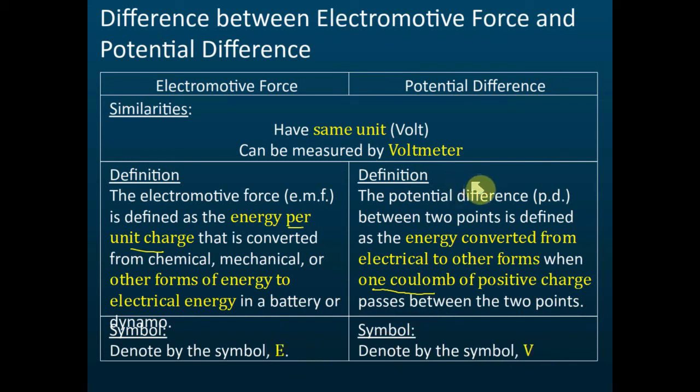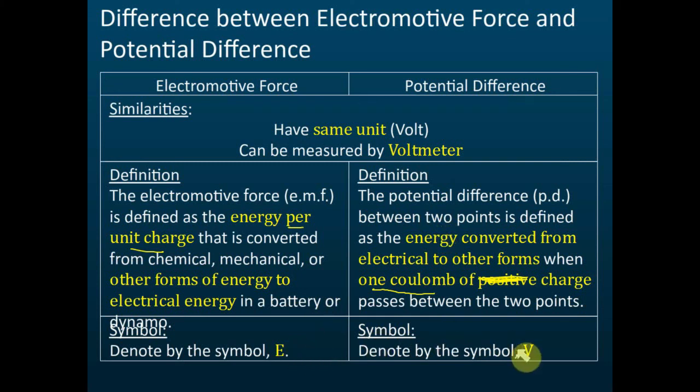The definition for potential difference: the potential difference between two points. This is just two points. This is for the whole circuit. This is just two points. It's defined as the energy converted from electrical to other forms. This one is other forms to electrical. This is electrical to other forms. To move one unit of charge. Not necessarily positive charge, you can cancel this positive. So it's when one coulomb of charge passes between the two points. So that is the difference between electromotive force and potential difference.